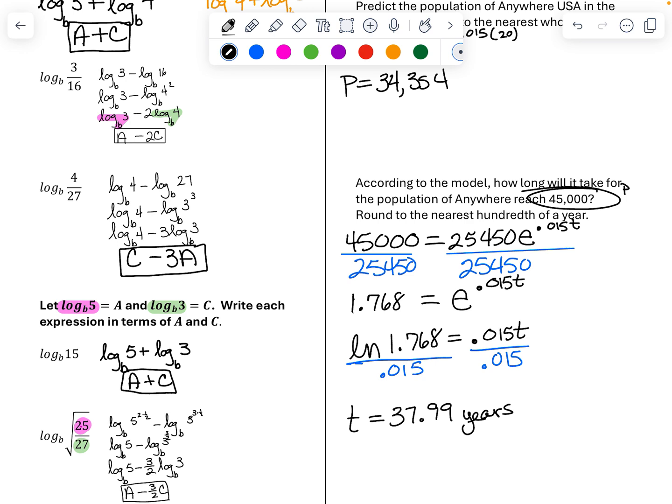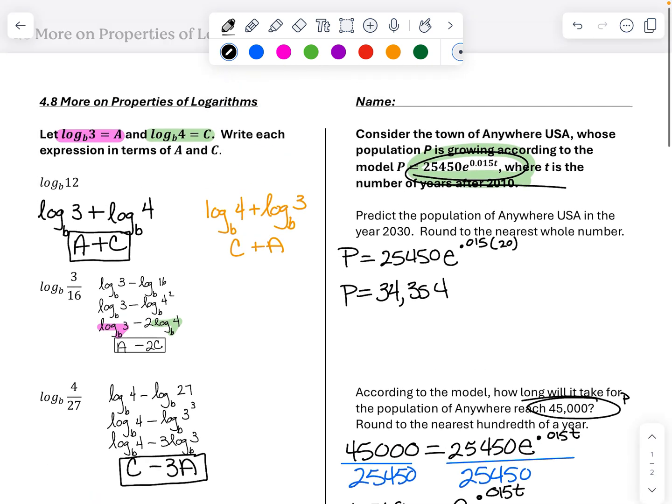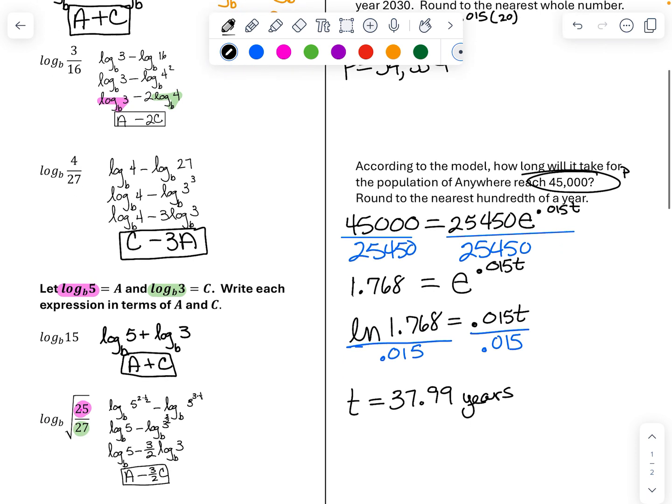Okay. So that's the part that's new. This other part was not new. But this, we're solving equations.